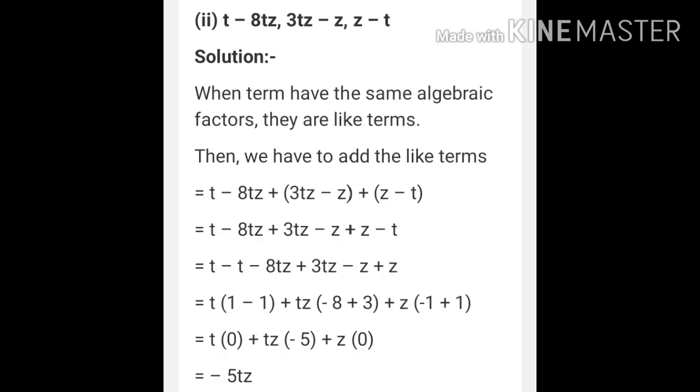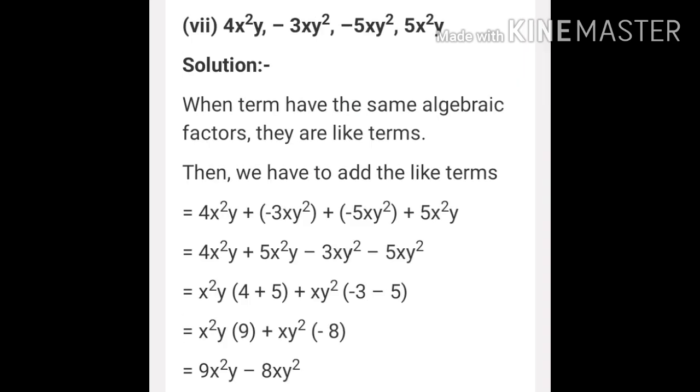Let's see the next part, that is second part. Here t minus 8tz, this is a binomial term. 3tz minus z, these all are binomial terms, z minus t. So here also we are going to add the like terms together. So you can see that in the third step, t minus 8tz plus 3tz minus z plus z. Minus z plus z means it will be 0. t minus t again 0. What will be left? 5tz, that is negative. So in seventh part, again we are going to solve in the similar manner.